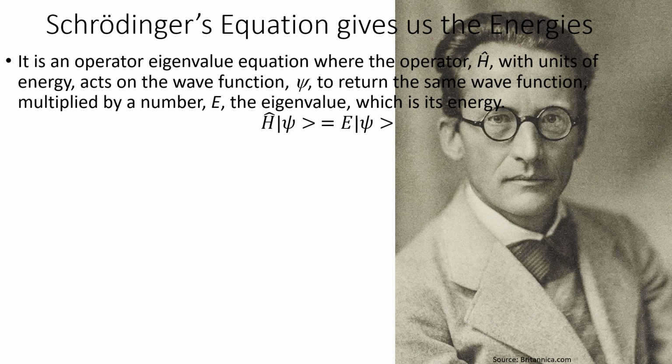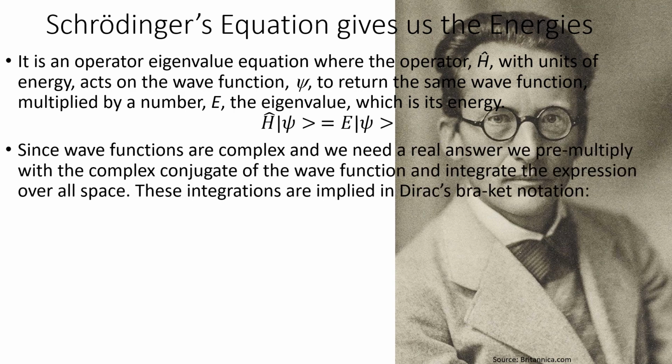And so this is the equation in shorthand. The little hat on the H means it's an operator. The operator acts on the wave function, the psi, which is in this thing called a ket. This is the Dirac notation we're going to refer to. The vertical bar and the greater than sign house the wave function. As a result of operating on it with the Hamiltonian, it returns the same wave function, but multiplied by the eigenvalue E, the energy.